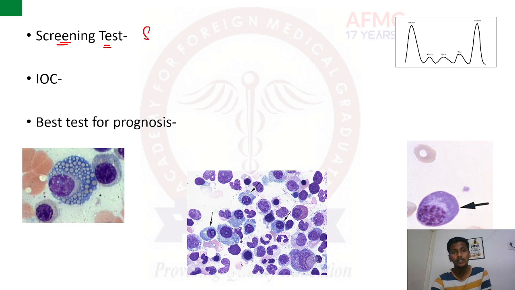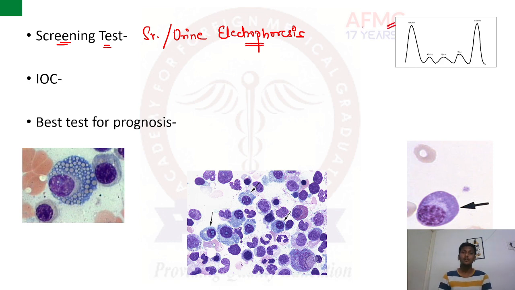If I talk further about the screening test of this condition, it is usually either a serum or a urine electrophoresis. Okay, it is a serum or a urine electrophoresis which is the screening test of choice in these patients. So if we run an electrophoresis, this is a picture that we get, okay, in multiple myeloma patients.